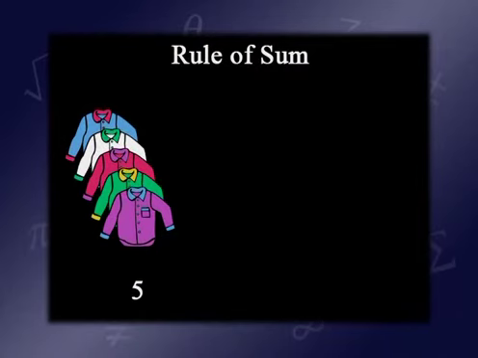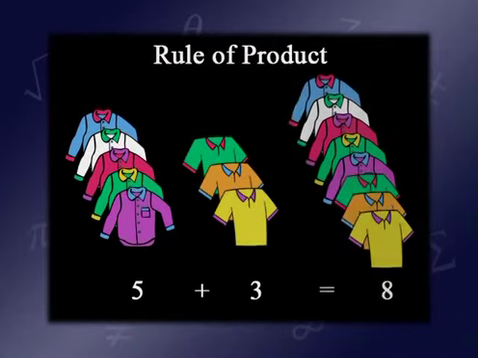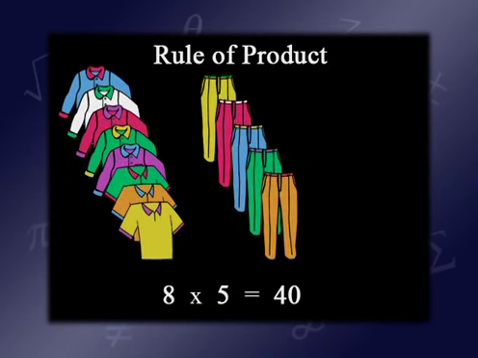Now, when I think of counting, I think of basically two principles. There's the rule of sum and the rule of product. The rule of sum says this: if I own 5 long sleeve shirts and I own 3 short sleeve shirts, then the number of shirts that I can wear on any given day would be 5 plus 3, the sum of those numbers.